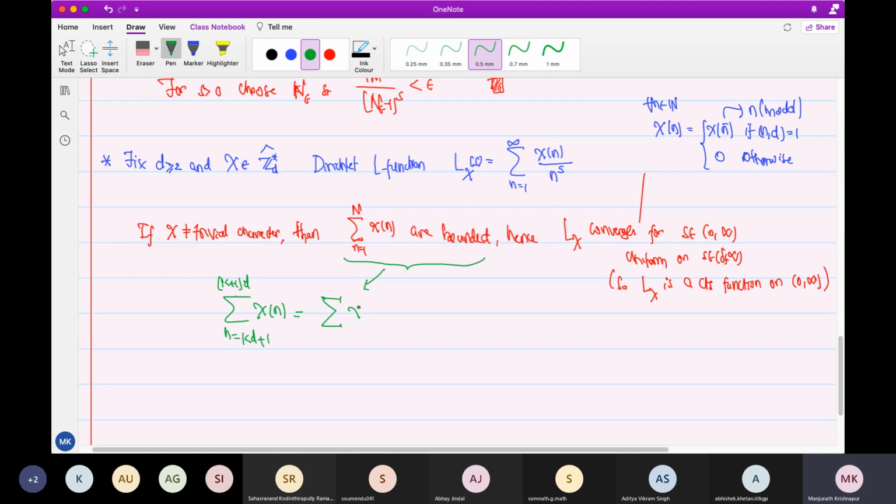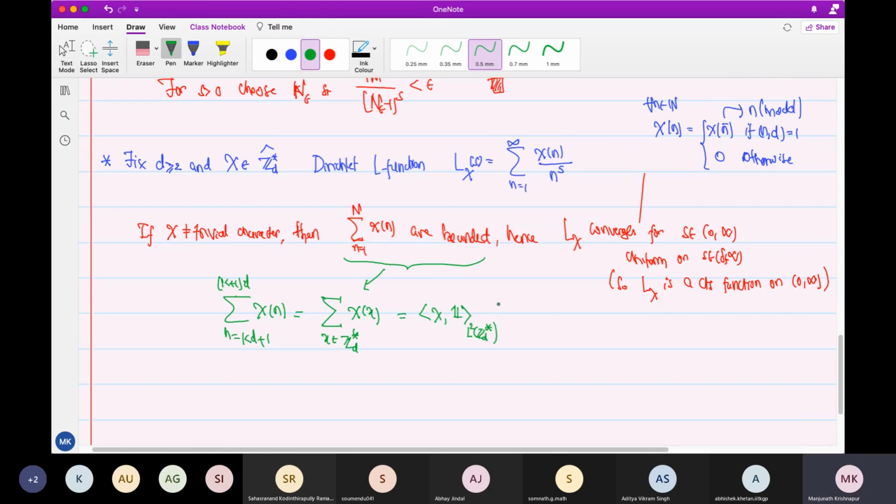So there is a slight abuse of notation. I use chi for the function on natural numbers as well as on the Z_D star, but it's okay, I guess. So it is the sum over x in Z_D star of chi of x, which is the same as the inner product of chi with the trivial character in L2 of Z_D star.